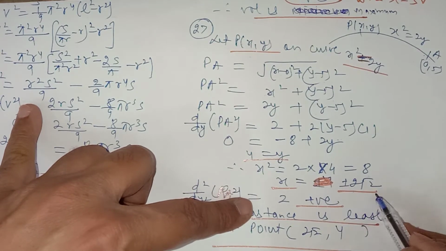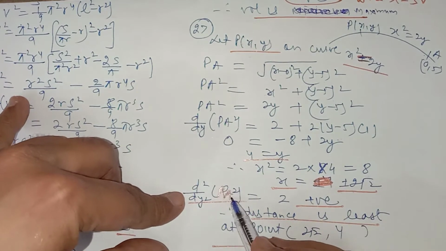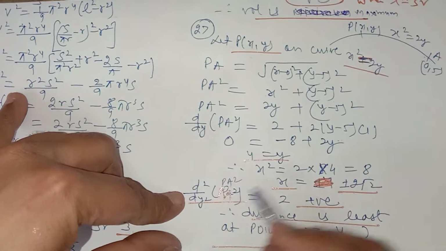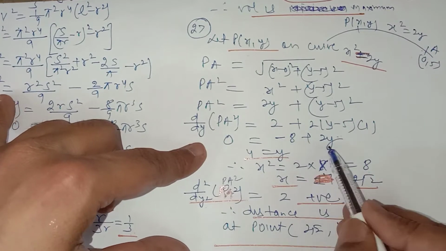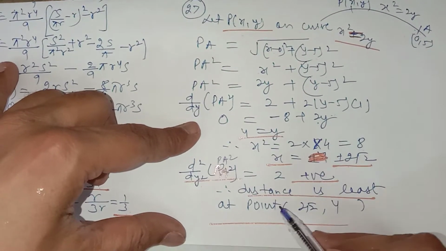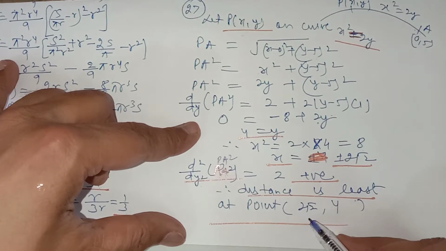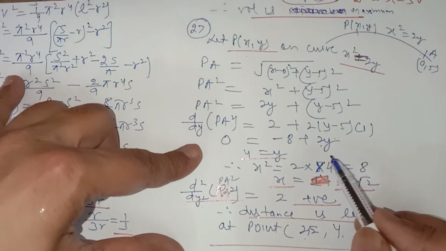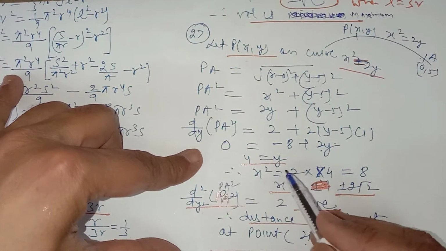Or 2 root 2 plus minus. Now to find the second derivative of this PA square with respect to y, which will be 2, and this is positive. It means the distance is least when the point is 2 root 2, 4. At 2 root 2, 4, the distance is minimum. The y is coming out to be 4.